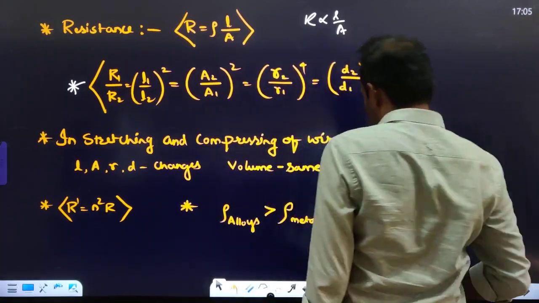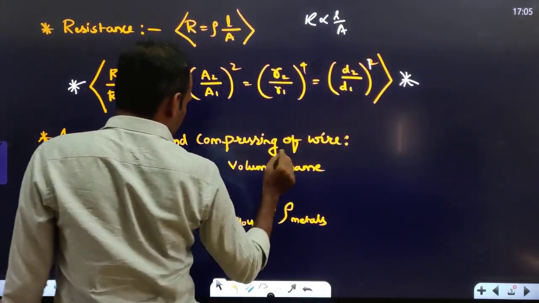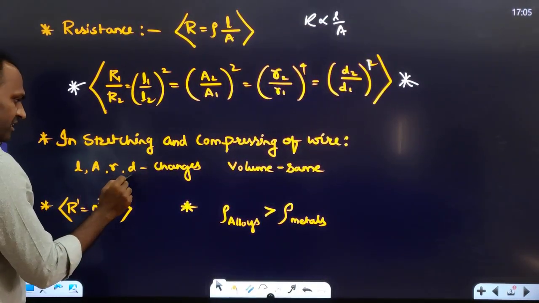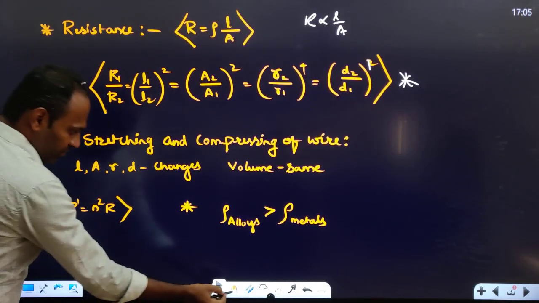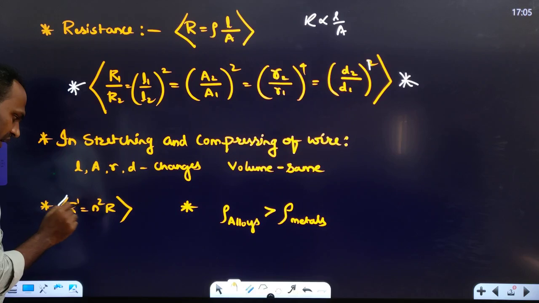Well, next, see, if stretching and compressing of wire, we know length, area, radius and diameter will change, volume will remain same. Okay, if in case of stretching, you can use this formula also, R dash equal to n square times of R, right?